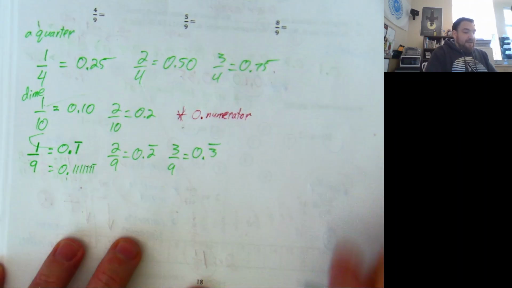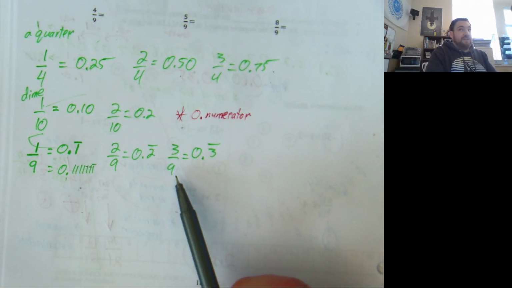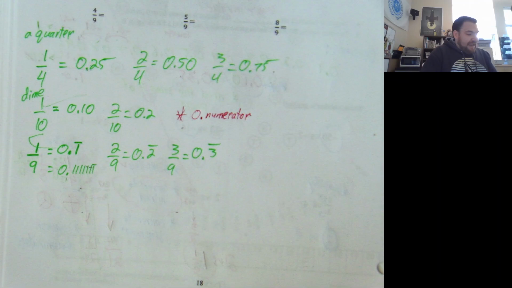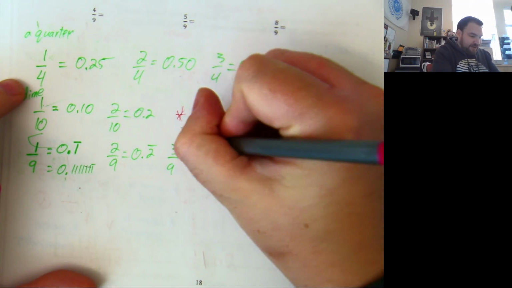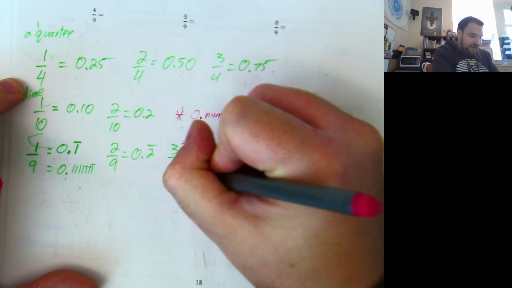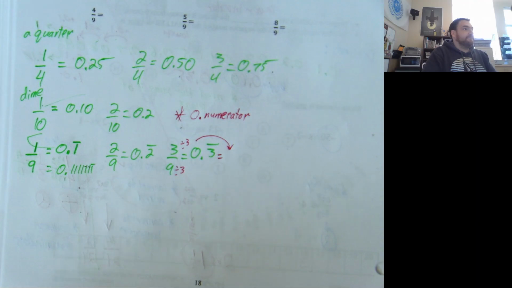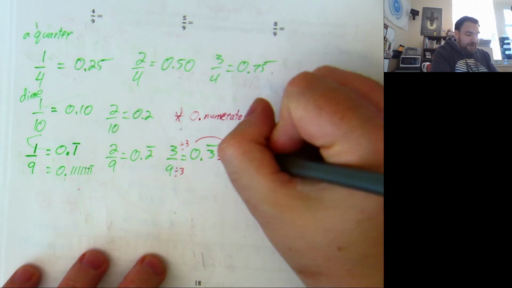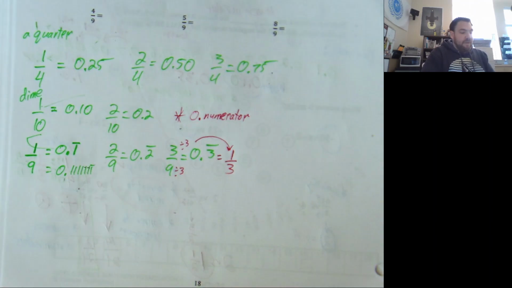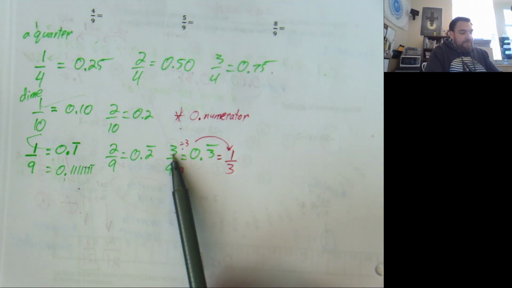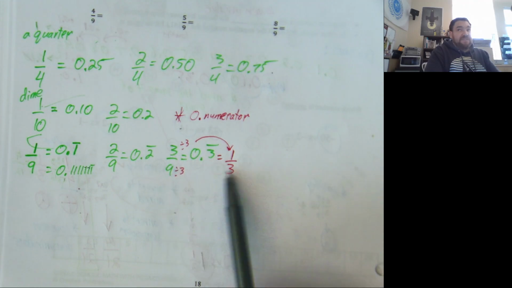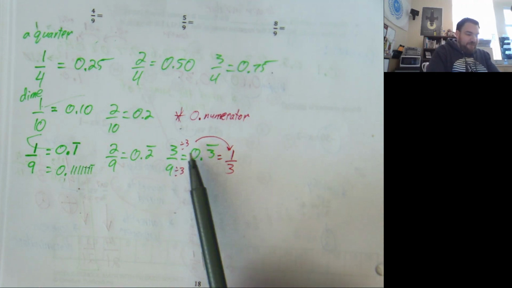0.3 repeating, but I can reduce 3/9. What can 3/9 reduce to? I can divide them both by 3, and if I do that, divide by 3, divide by 3, what other cool fraction do I get here? Yes, I get 1/3. So the ninths are the numerator repeating, but 3/9 is the same as 1/3. I get this guy for free.